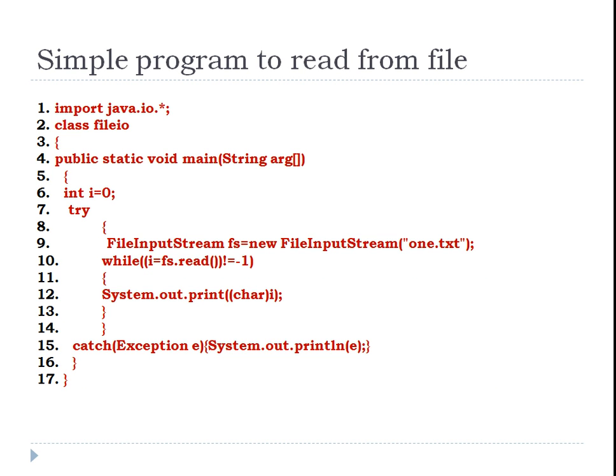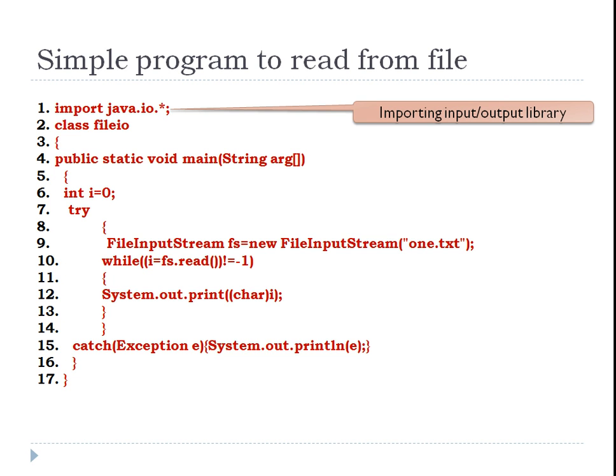So we will see the meaning of the program. First statement, import java.io.*. When we write this input output program, we are using the class FileInputStream, and this class comes from this package. So we have to import classes from this package. So we are importing the input output libraries.